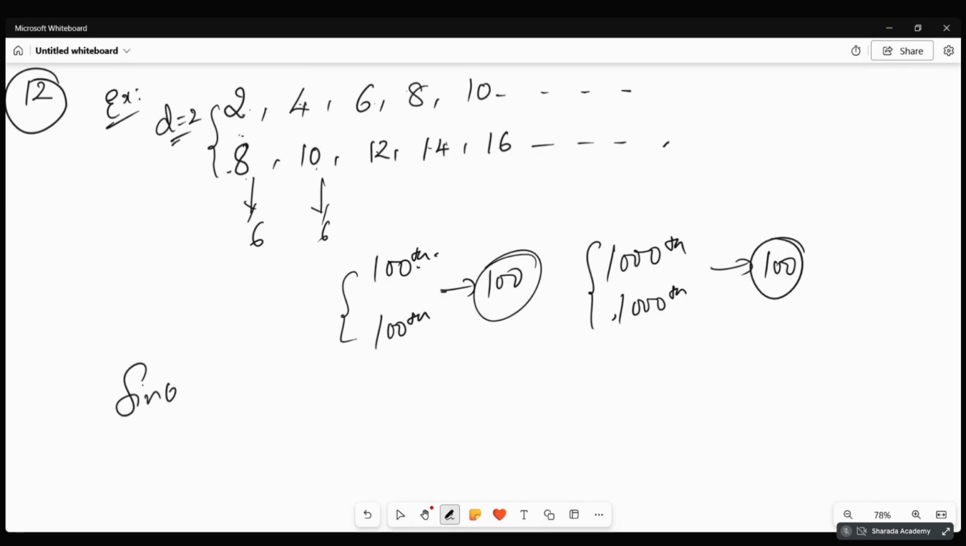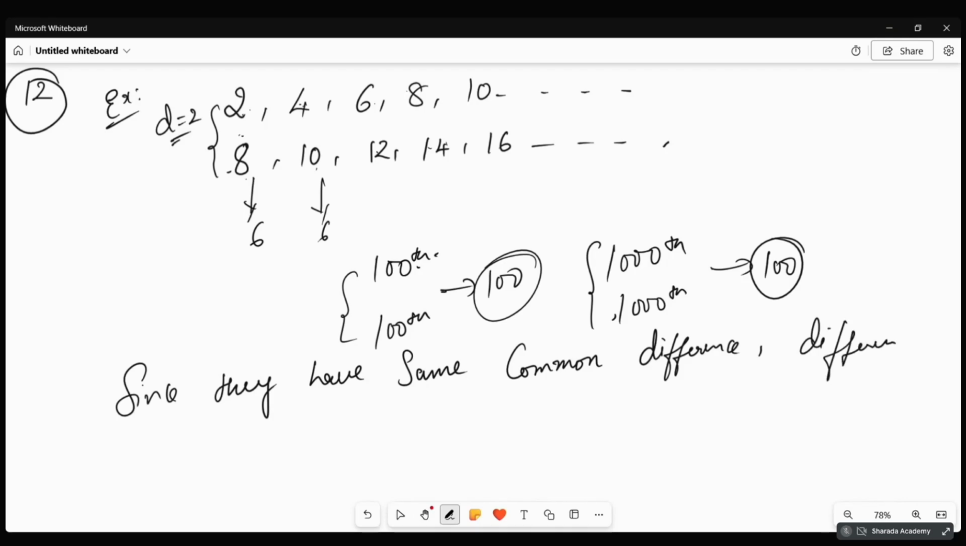Since they have the same common difference, the difference in their 1000th terms is also 100. Okay.